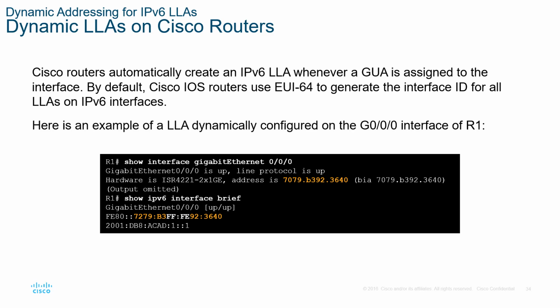So Cisco routers automatically create a link local address whenever a global unicast address is assigned. So they end up with both. The Cisco IOS will use EUI-64 to generate that interface ID for all of the interfaces it has. If we look at this example, they're looking at Gig 0/0/0 on the device, and you can see the link local address, and you can compare that with the MAC address. Again, the MAC address is split in half, FFFE is inserted in the middle, and the 7th bit is flipped. So you can see the similarities between the link local address, the FE80 address, and the MAC address.